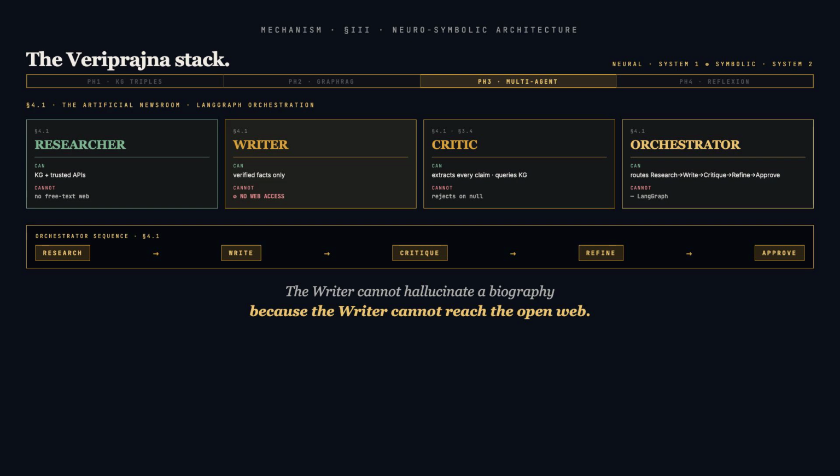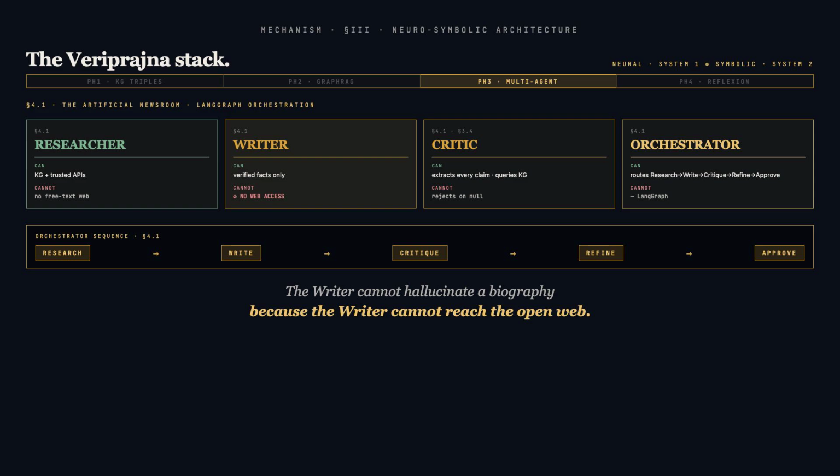Phase 3. The multi-agent newsroom. A researcher agent has read access to the graph and to trusted APIs. A writer agent has no web access at all. It can only stylize the facts the researcher hands it. A critic agent extracts every claim from the draft and queries the graph to validate them. An orchestrator routes work between them: research, write, critique, refine, approve.